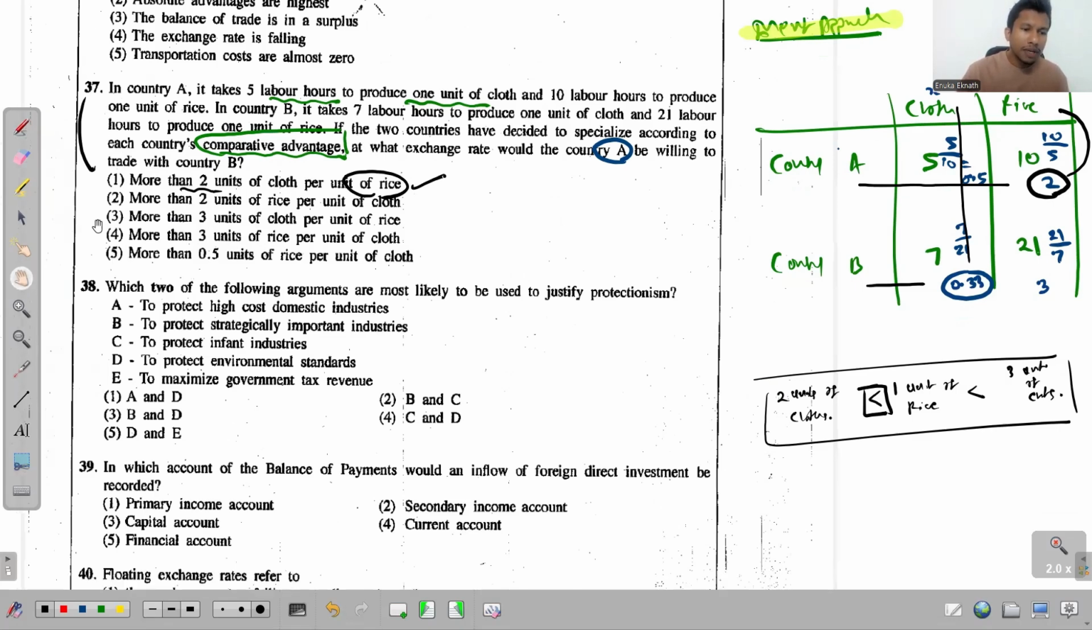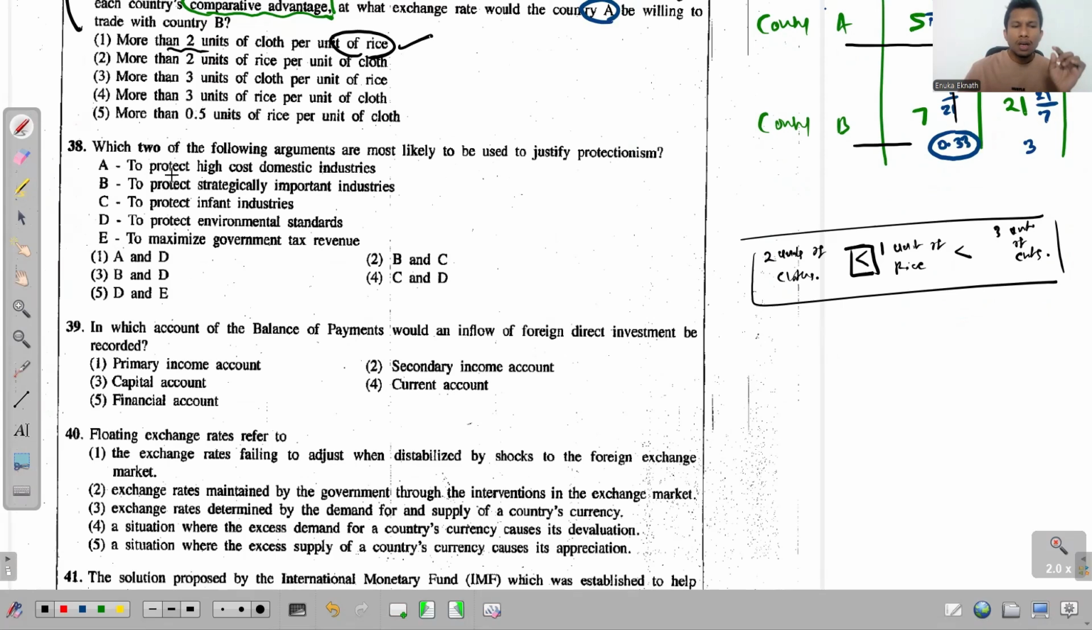Now look at question 38. Which two of the following arguments are most likely to be used to justify protectionism? Justifying protectionism means somebody saying that protectionism is good for a country, right? So why do we think so? Why should we think so? We'll read the first point and see.